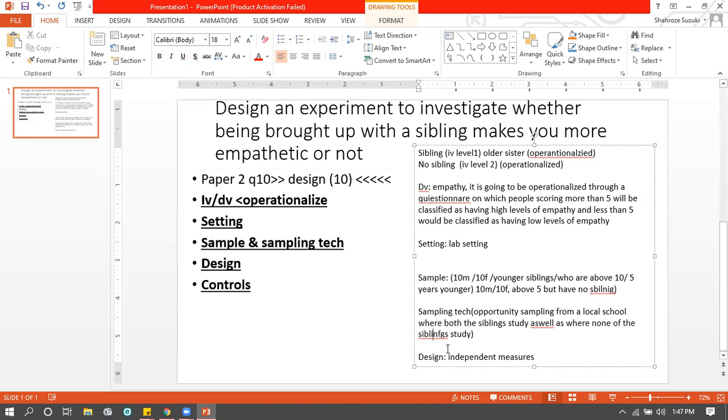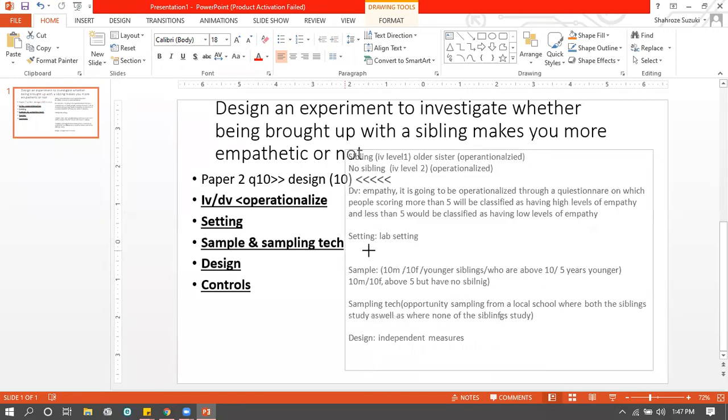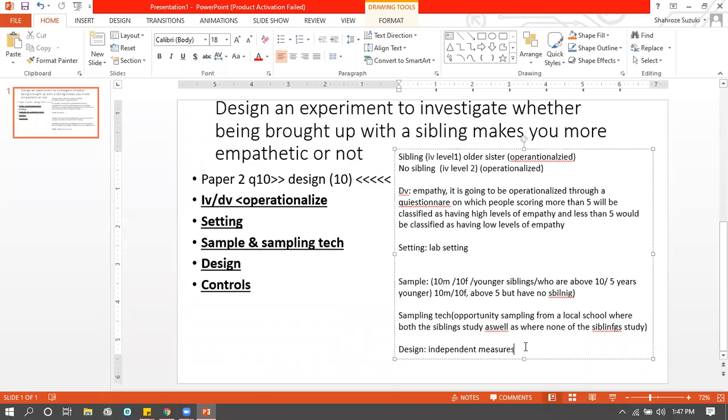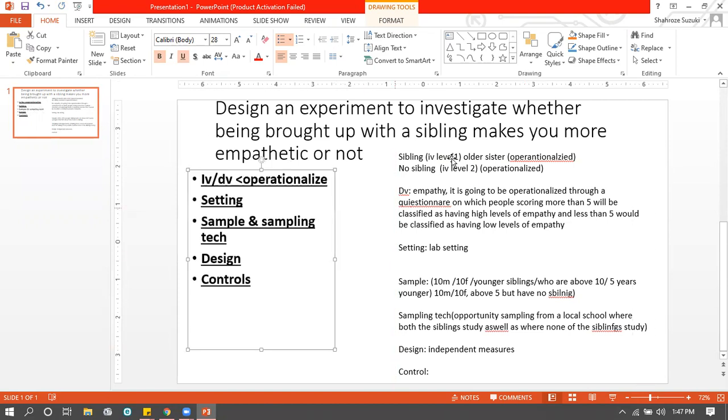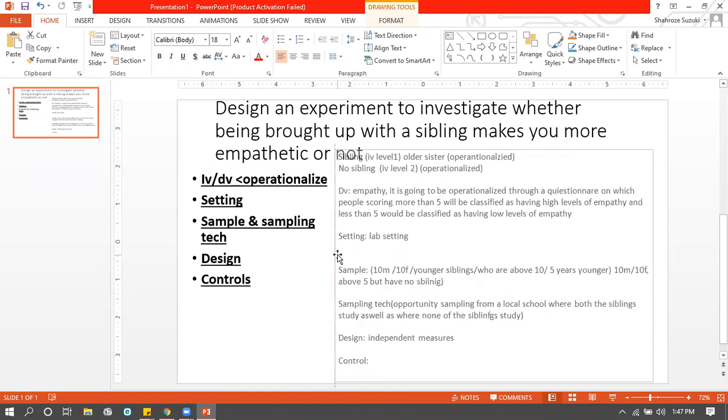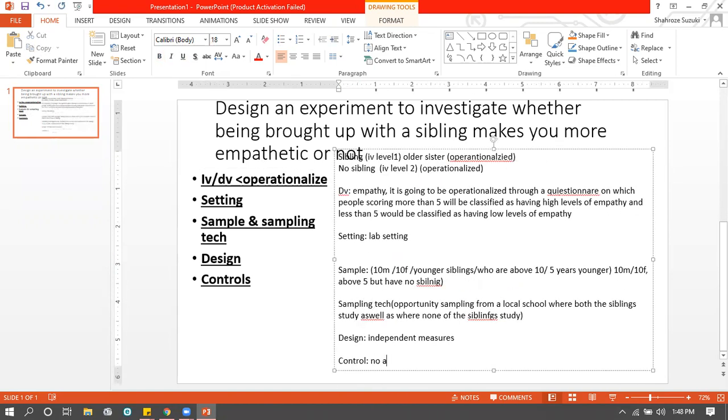All right. So this is your design done. So what else are you gonna consider that could be extraneous variables? What other factors could affect empathy other than having siblings or not? And how would you control them? What factors do you need to control? All right. So you need to control that no participants have a traumatic relationship with their siblings.